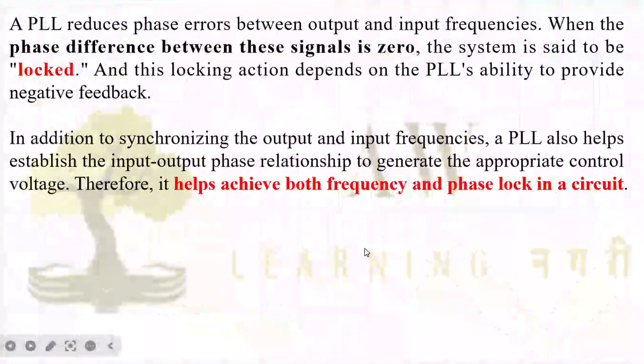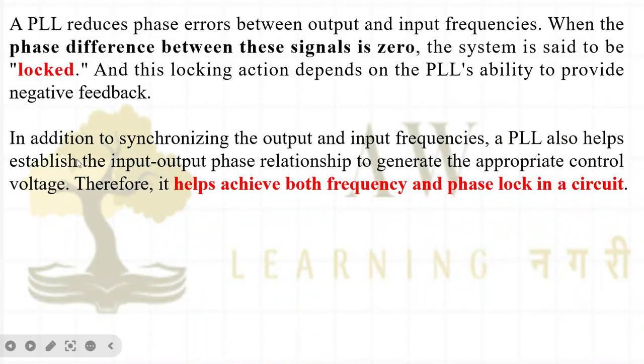Okay, so now a few more theory points are written down. The PLL will reduce the error between the output and input frequencies. When the phase difference between the two signals is zero, then the system is said to be locked. So when the input and output waveforms are the same, then they are locked. The phase difference between them is zero, that is why they are locked, and the locking action depends on the PLL's ability to provide negative feedback. So what this negative feedback is and all we will see in the block diagram and in the working principle.